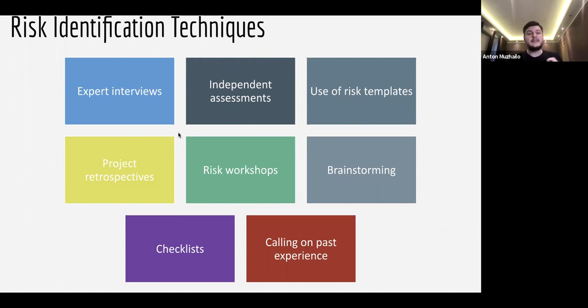if you are not the end user of this application, you might be missing a lot of risks. So this is a technique you should consider. Okay, technique number 3, called risk templates. What is it all about?